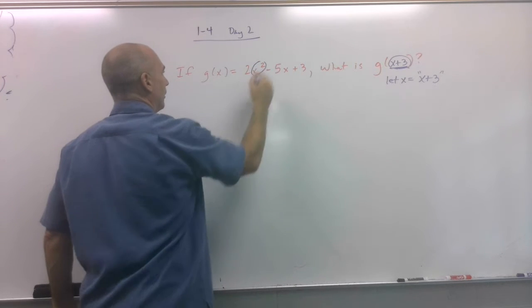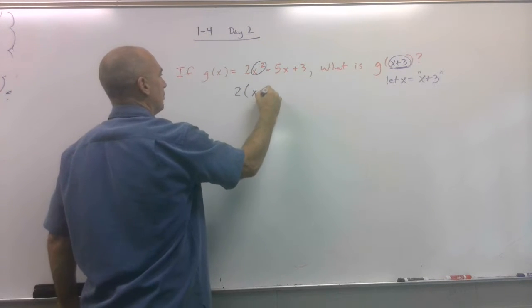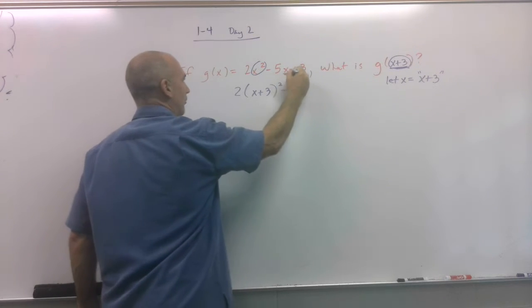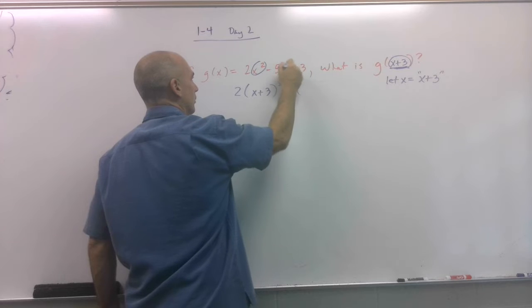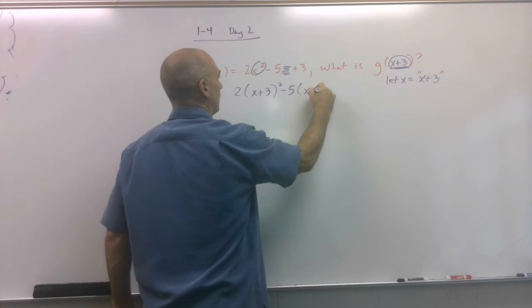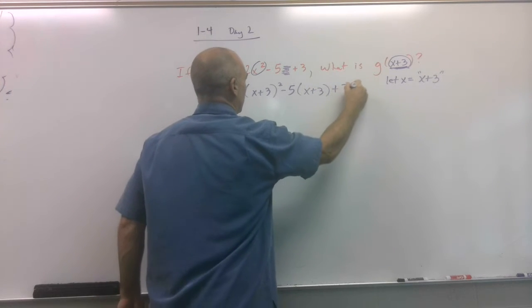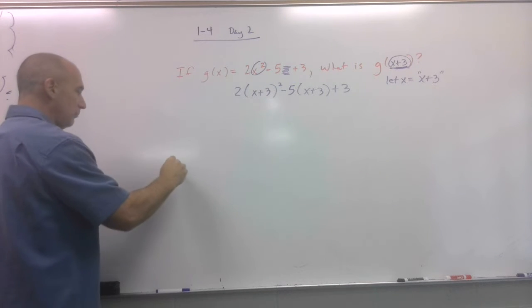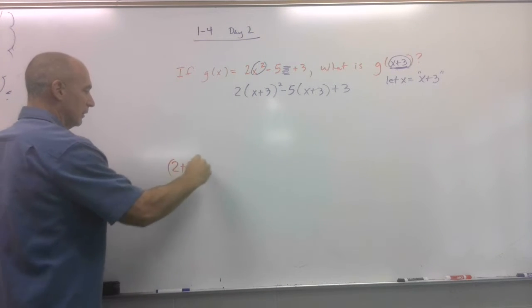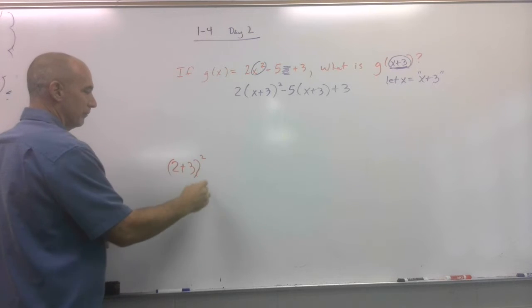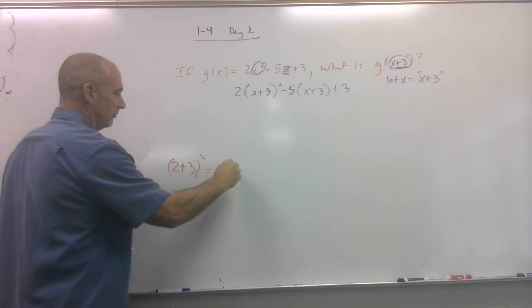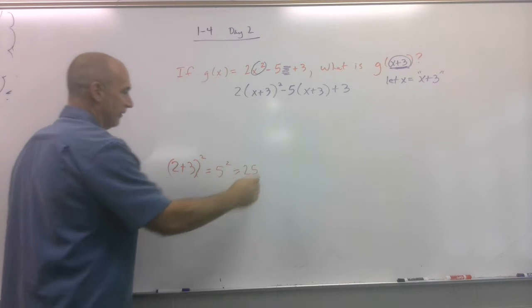So in there, I need to go 2 times (x plus 3) squared minus 5 times x. I got to take that out, replace it with x plus 3 plus 3. You see the algebra nightmare? Here comes a warning. (2 plus 3) squared. Now, if you follow good old PEMDAS, you get 5 squared, which is 25.